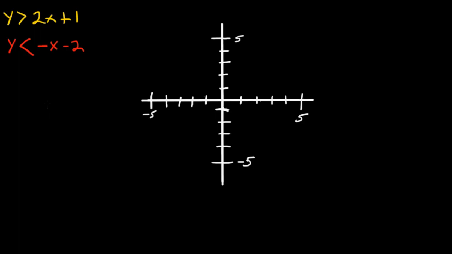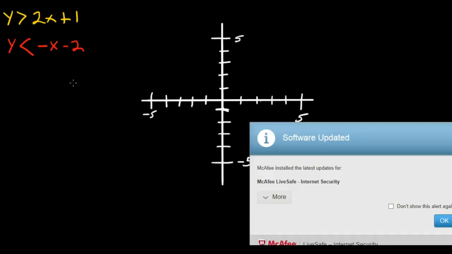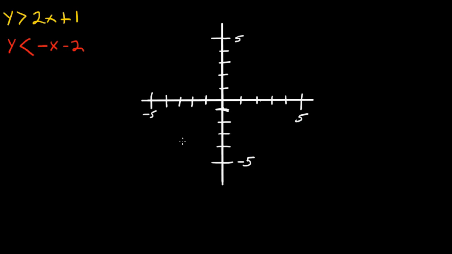Here we have y is strictly greater than 2x plus 1. So again, we want to graph this as if it was y equals 2x plus 1, using that same graphing method, the y-intercept method. But of course, this is strictly greater than, so it'll be a dashed line. So we go to the y-intercept, it's 1.